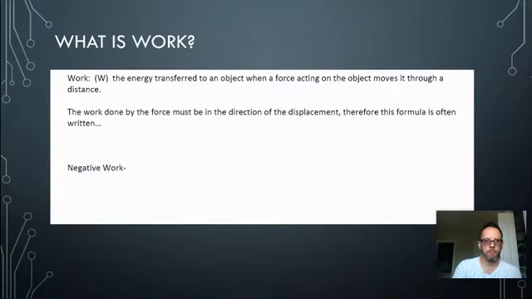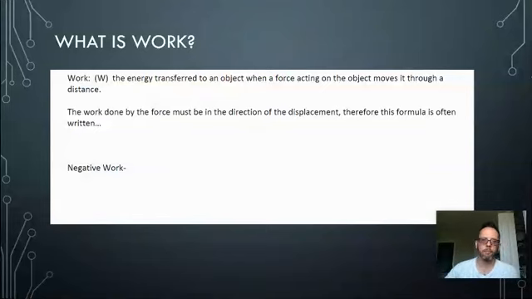So let's get started. So what is work? Well, work, and we use the symbol W for work, it's the energy transferred to an object when a force acting on the object moves it through a distance. So since work is energy transferred, the units of work are joules.